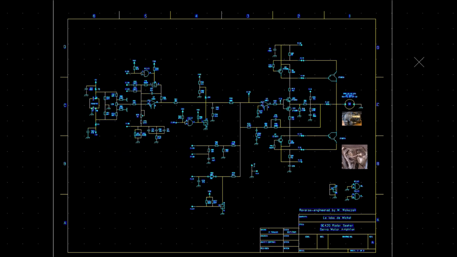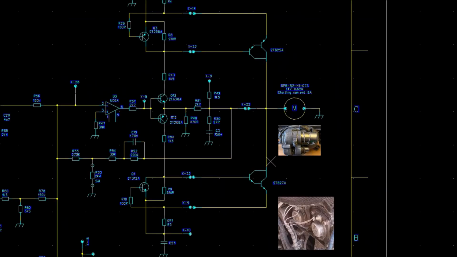This is the second part of the schematic. This is a servo amplifier for one DC motor. The motor is here on the right. These two power Darlingtons are external. We can see these two transistors here. The servo motor is here.